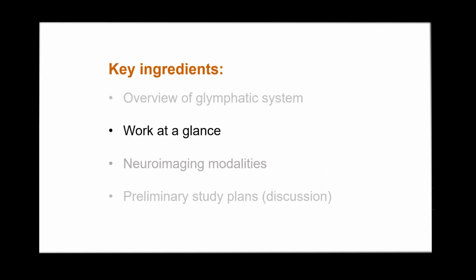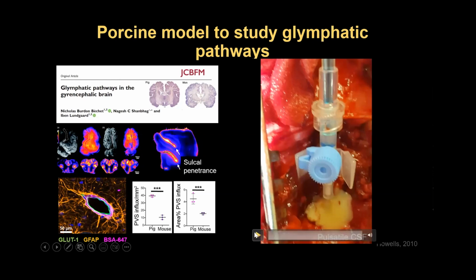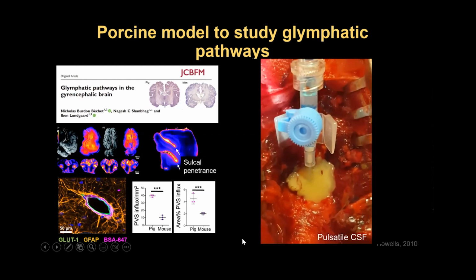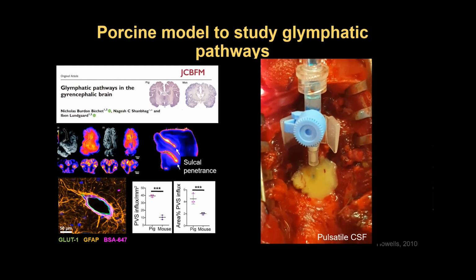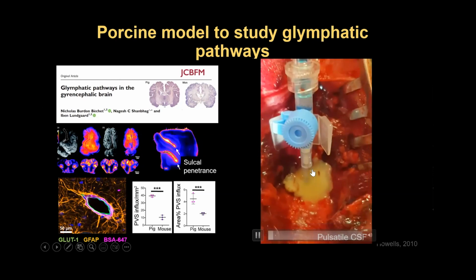So I'll just give an overview for the next few slides. We have been successfully establishing this porcine model to study the glymphatic pathways, because it's a bridge between the rodent and the human side, a large mammalian model to study the glymphatic system. We published this study recently, and this is a video showing intracisternal catheterization in the pigs, and you see the pulsatile CSF containing the fluorescent tracer.